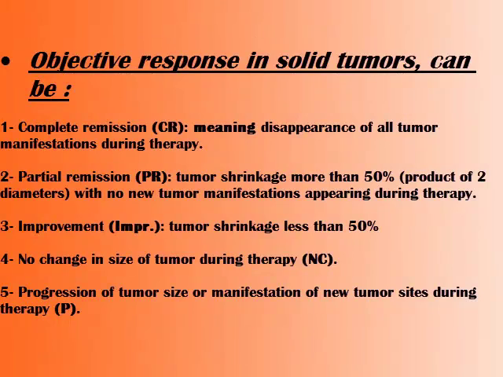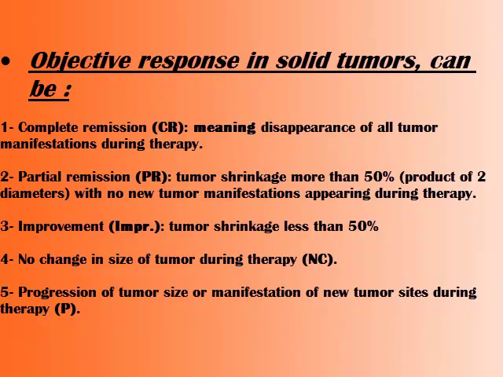What are the objective responses in solid tumors? These can be a complete remission, a partial remission, an improvement, no change, and a progression. Let's talk about each one of these. What is a complete remission? It is a disappearance of all the tumor manifestations during the therapy.